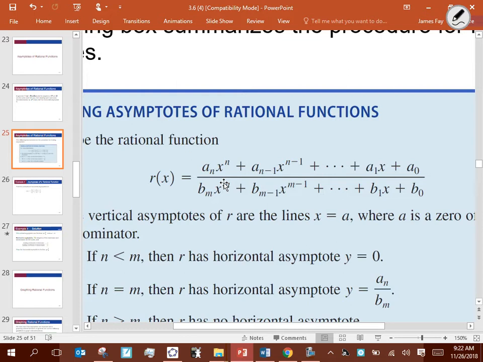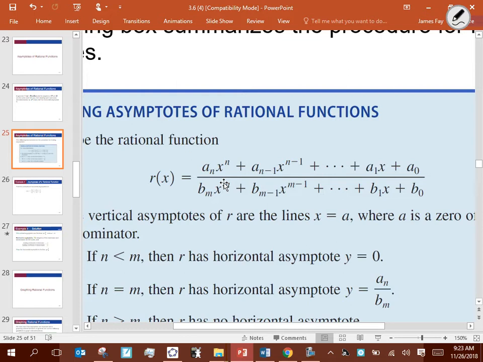Okay? So when your leading degrees differ that way, you're always getting a result of y equals 0 as your horizontal axis. When the leading degrees are the same, the variable components cancel off completely, and all you're left with is the leading coefficient divided by the leading coefficient. So that's what your asymptote is going to be.